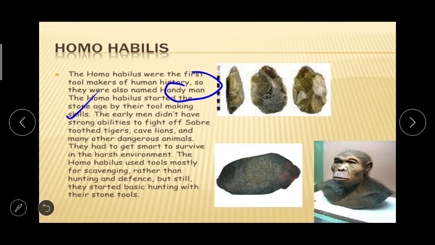The early men didn't have strong abilities to fight off saber-toothed tigers, cave lions and many other dangerous animals. They had to get smart to survive in the harsh environment. The Homo habilis used tools mostly for scavenging rather than hunting and defense, but still they started basic hunting with their stone tools.